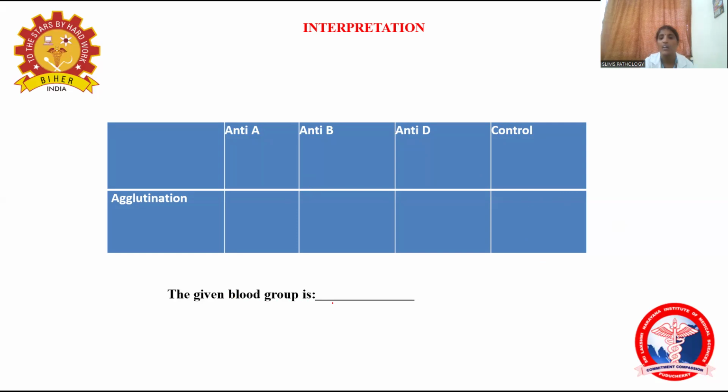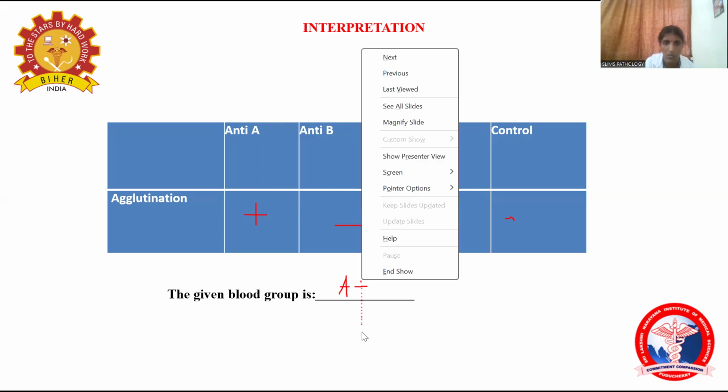Now you have to write the blood group. You remember the interpretation. For example, I have a positive here, that is, the agglutination happens here, and here also agglutination happens. Here there is no agglutination. What do you write? It is A, because the reaction happened here, so A antigen is present. Since D is also agglutinated, you call it A positive blood group.